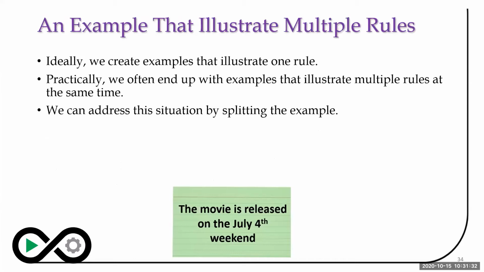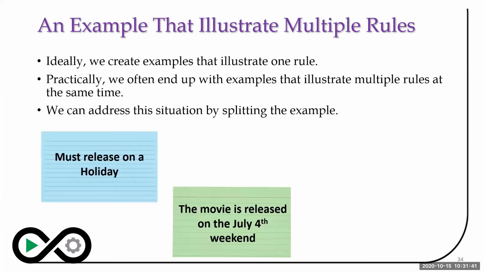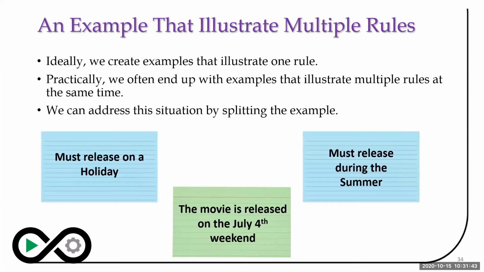I mentioned that one of the challenges is an example that illustrates multiple rules. I have the movies released on the July 4th weekend, as I mentioned. Well, if we have a rule that must release on a holiday and we have another rule that must release during the summer, in this case, my example can be used for either rule. That can make it difficult when we're talking about implementation of confirming those individual rules. So we end up needing to split those examples and be as specific as possible.